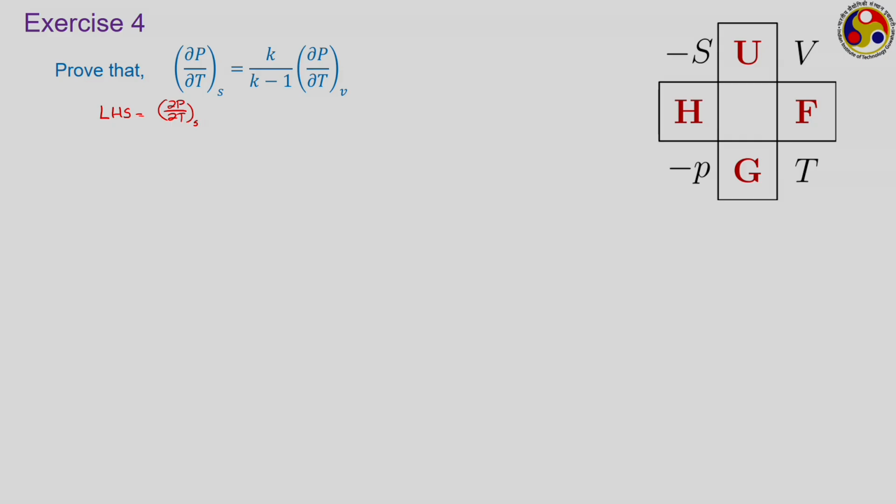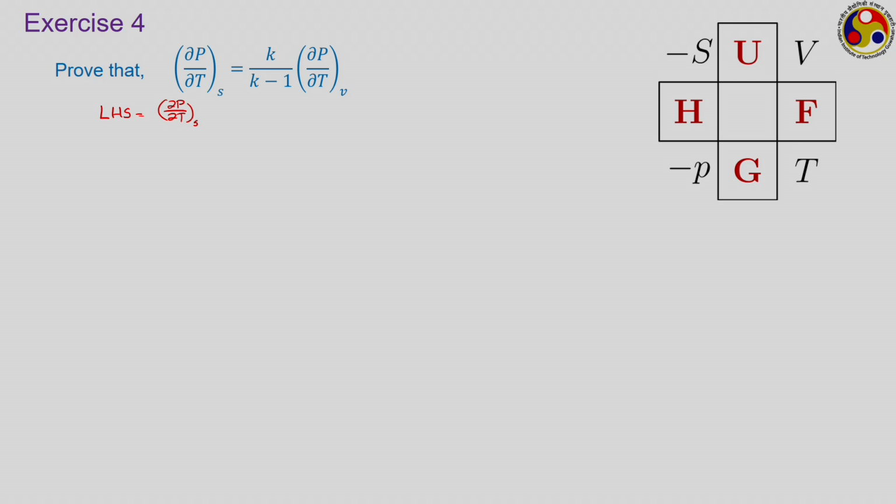Now, can we get this particular one from Maxwell's relation? P and T are there in the same horizontal line like this. However, S, the diagonal of P is V and not S. That means, we definitely do not have any Maxwell's relation which is directly applicable for this. Then how can we proceed this?